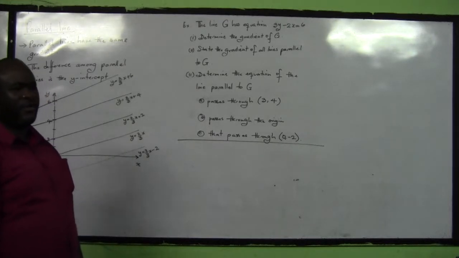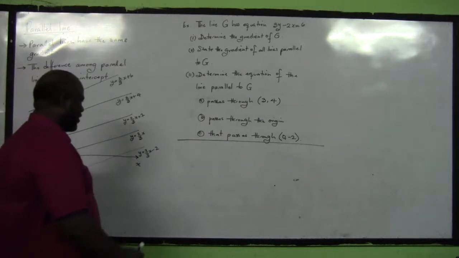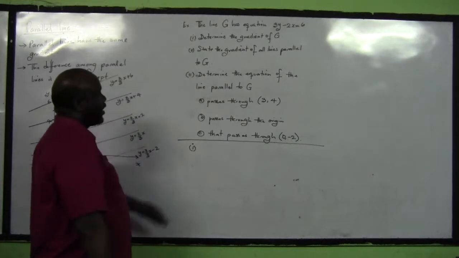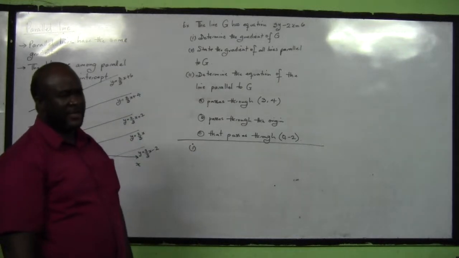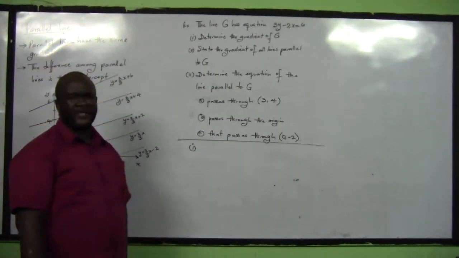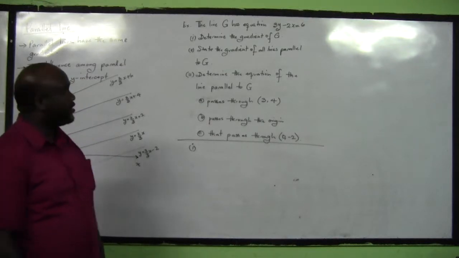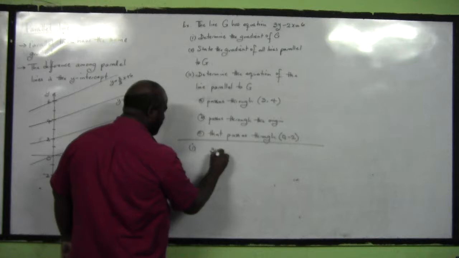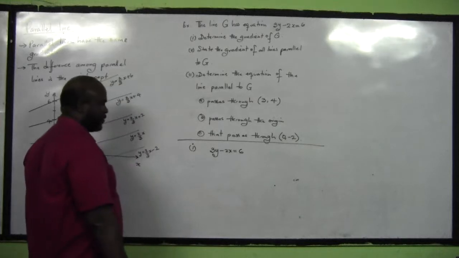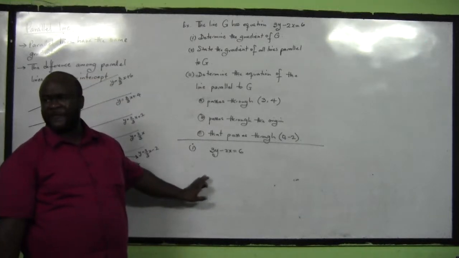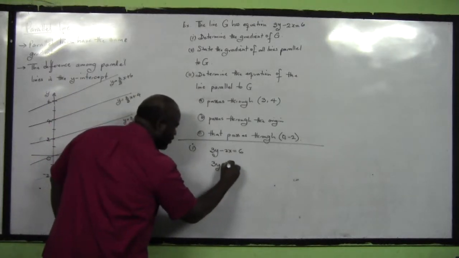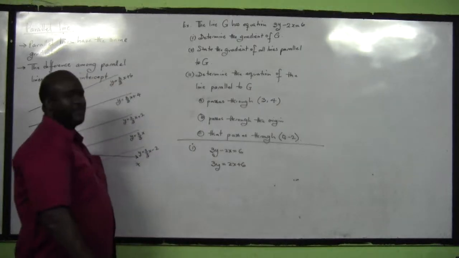First thing, for us to determine the gradient of G. Ladies and gentlemen, the very first activity we did, we were to determine the gradient of a line. And what I said we need to do is first get it in the form y is equal to mx plus c. So I have 3y minus 2x is equal to 6. I need y alone by itself. Remember the first activity? I need to get y alone by itself. So we have 3y equals 2x plus 6.